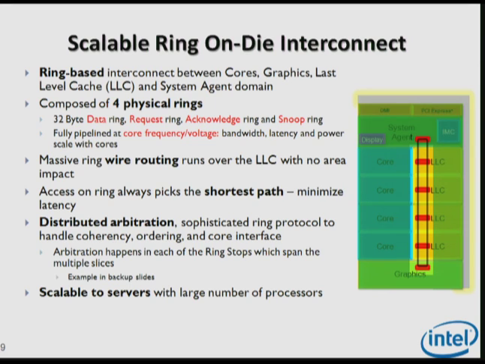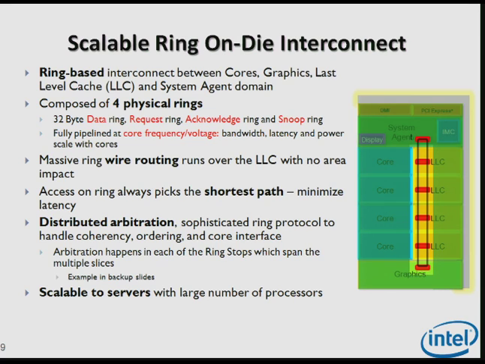The ring protocol is such that any request can be accessed in the shortest path. The ring is just like a ring, but it's not a round robin. You saw before in the examples, the top core wanted to go all the way down to the bottom LLC bank. It went the shortest way. Then the second to last IA core wanted to go up to one of the caches. It didn't go around as a round robin. It went through the shortest path. This is the protocol of the ring.